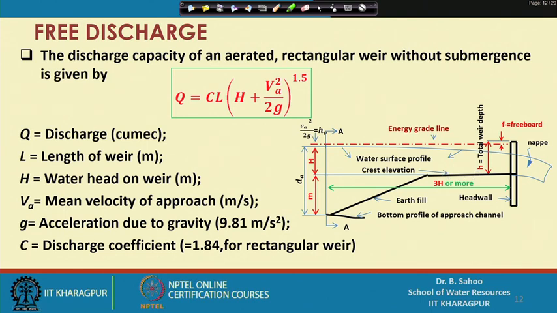So, we can calculate Q equal to C L (H plus V square divided by 2g) to the power 3 by 2, the weir formula we generally use. Here Q is the discharge in cubic meters per second, L is the length of weir, capital H is the water head on the weir, V is the mean velocity of approach, g is the acceleration due to gravity, which is 9.81 meter per second square, and C is the discharge coefficient, which is usually taken as 1.84 for rectangular weirs.